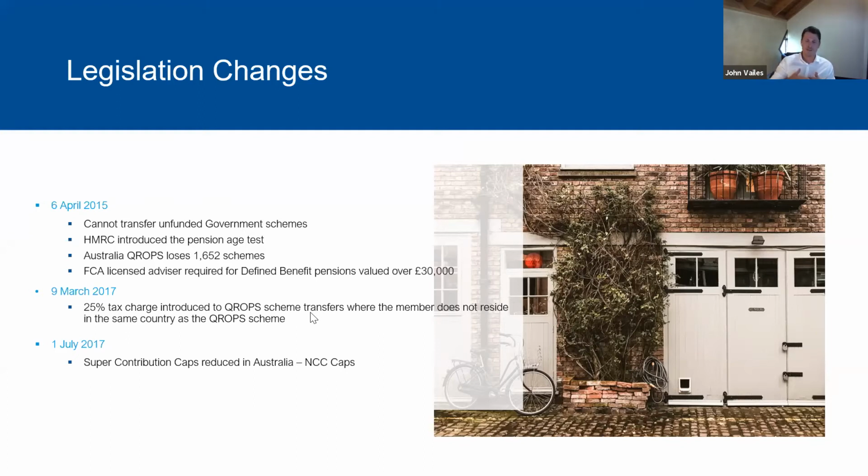Because of that, overnight, over 1,600 QROPS schemes were closed, which means that no further transfers from the UK could go into those schemes. As we sit here today, there are only two QROPS vehicles that we can use to bring your money from the UK to Australia. One of those is what's known as a self-managed super fund, an SMSF. You may have seen that as an acronym as well. And in the last 18 months, another retail fund has come to the market.